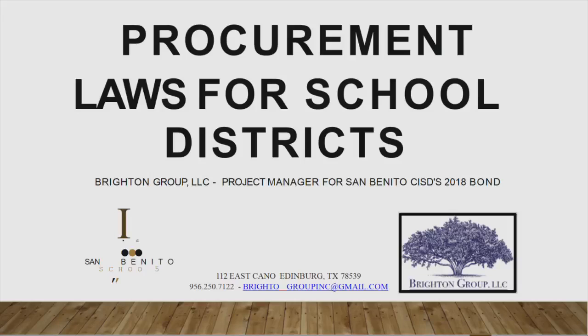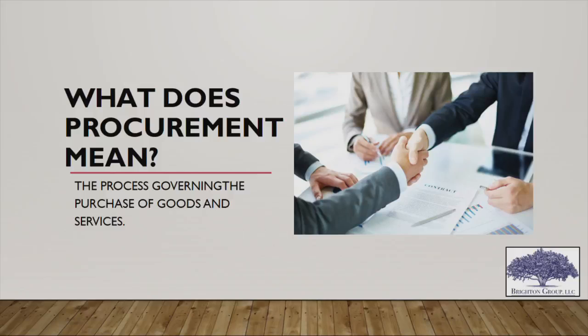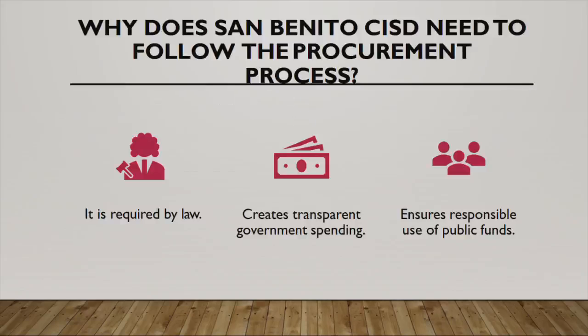One of the points that keeps coming up is, why is it important for San Benito CISD to follow the procurement process spelled out by the legislature? Reason number 1 is that it's required by law, obviously. But the second and third reasons are very important. The first is that it creates transparency for government spending. When we break down the different processes, it will be very clear that the community can see how the money was spent and why it was spent that way. And the third is that it ensures a responsible use of public funds.